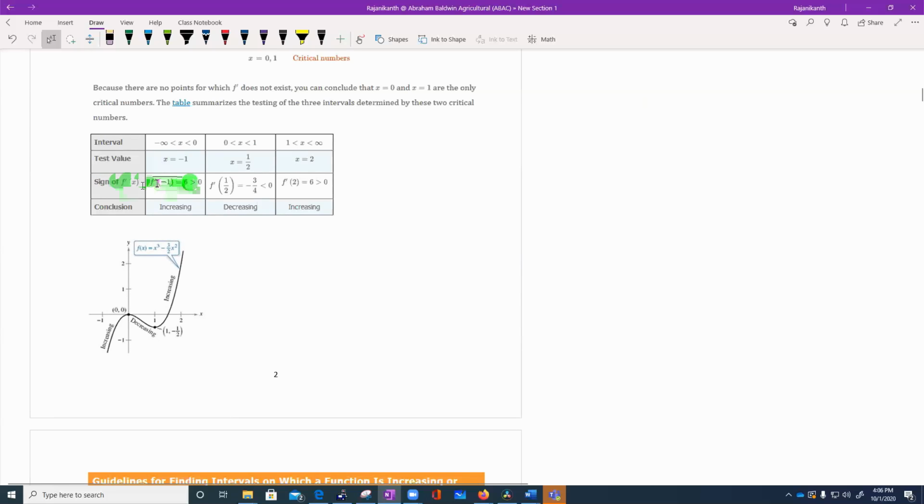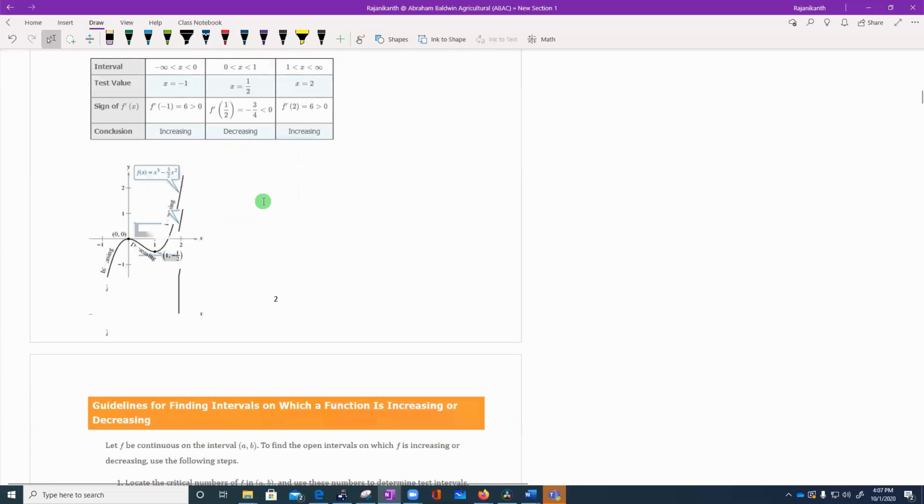If it is positive, increasing. If it is negative, decreasing. Okay. So you could go through my worked notes. There I have worked plenty of problems to give a better understanding. So follow these steps.